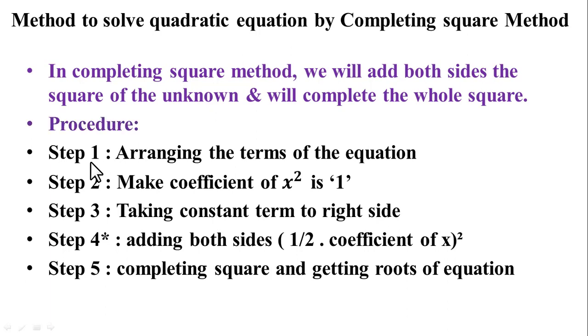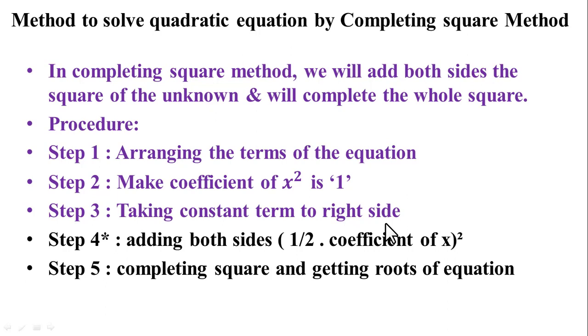Step 1, arranging the terms of the equation. First of all, we arrange the equation term-wise and sequence-wise. In step 2, we make the coefficient of x square equal to 1. If the coefficient of x square is not 1, then divide the whole equation by the coefficient of x square. And in step 3, take the constant term to the right side.